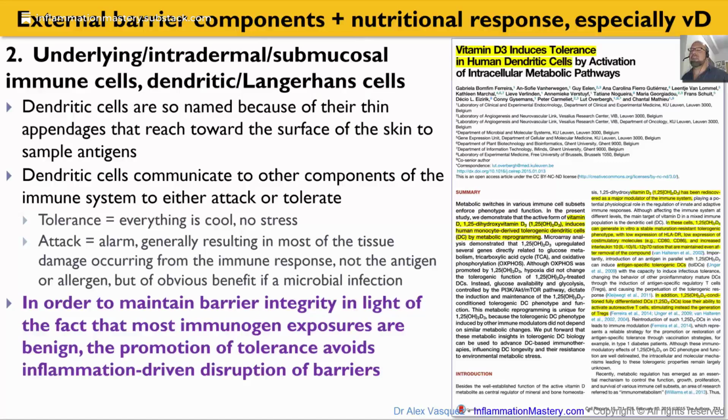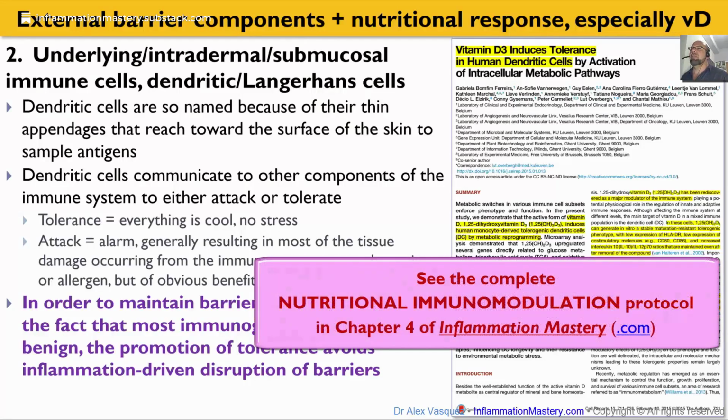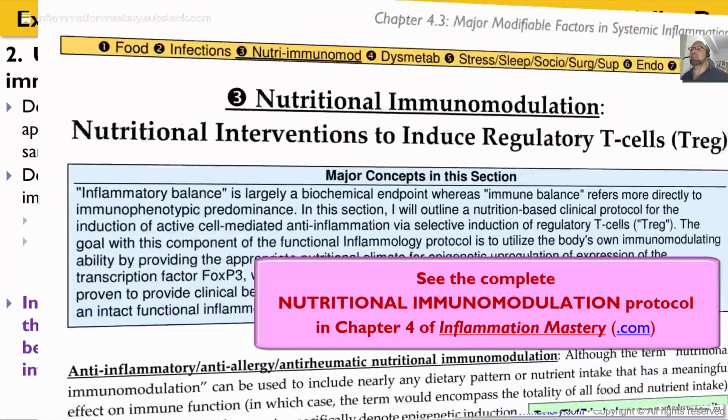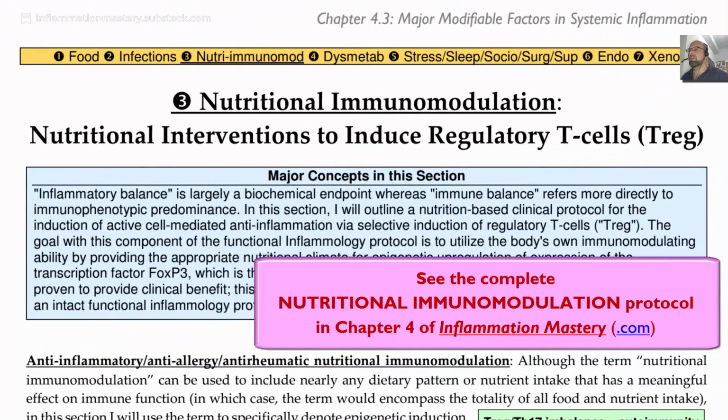And indeed, just like with the systemic immune system, we do see this with the submucosal or intradermal immune system, and that is vitamin D3 induces tolerance in those immune cells. And you can see that exemplified in this article from Cell Reports 2015. Vitamin D3 induces tolerance in human dendritic cells. In this case, they go on to say by activation of intracellular metabolic pathways.